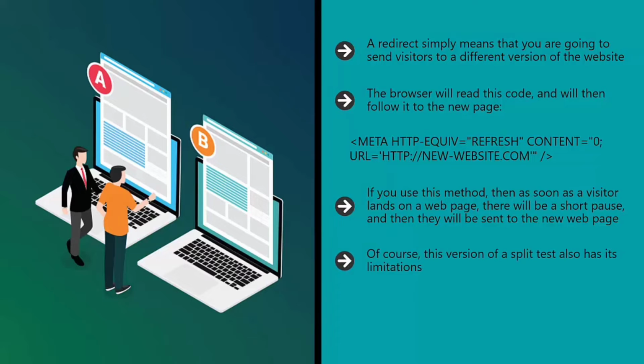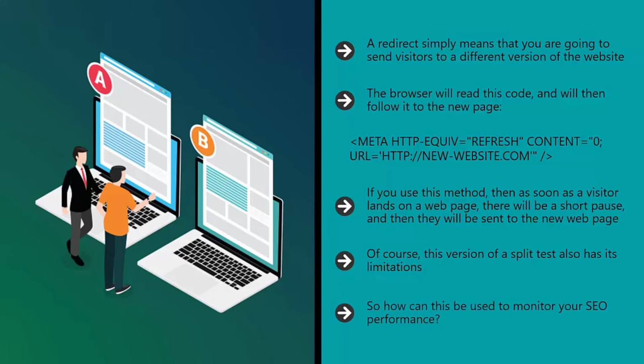Of course, this version of a split test also has its limitations. After all, there's no way for Google to alter its ranking depending on which page performs best. That's because the two versions of the page are one and the same as far as Google is concerned, meaning that they will only rank once depending on which version Google took into account.